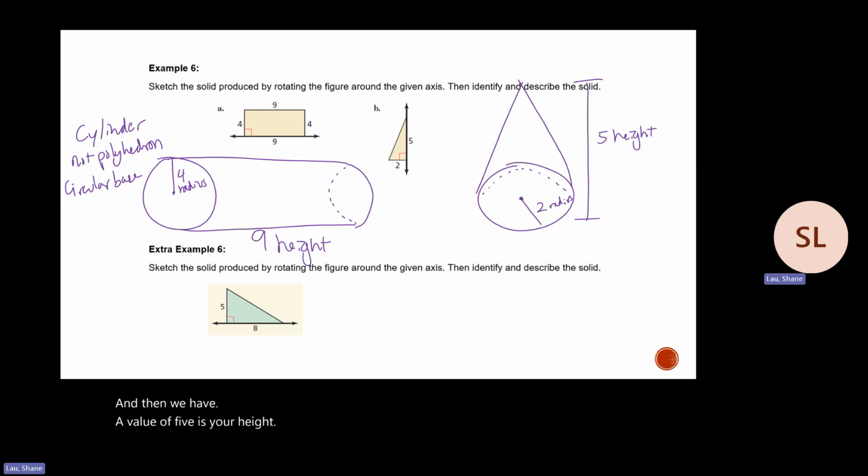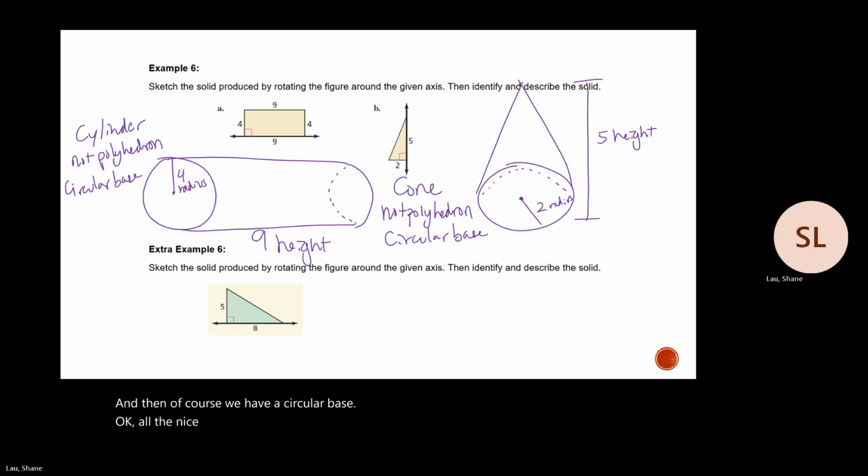Okay, so we'll have that. Of course, we're working with a cone. It's not a polyhedron. And then, of course, we have a circular base. Okay, all the nice things. Go ahead and try the extra example 6. Just good practice.